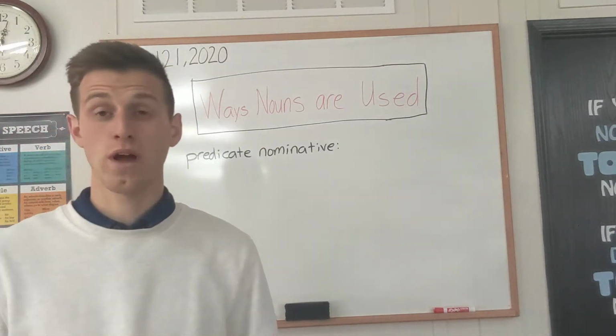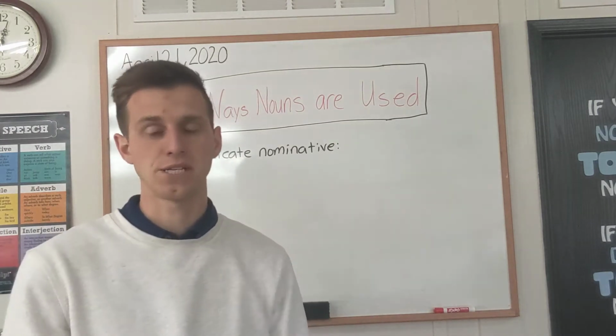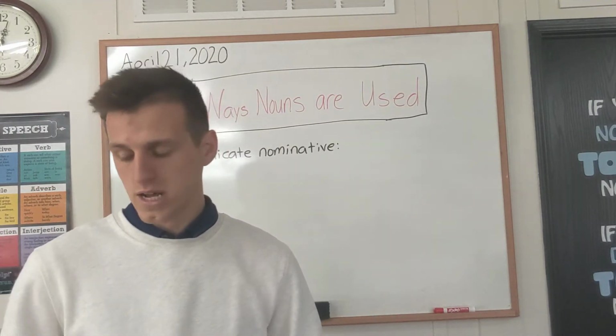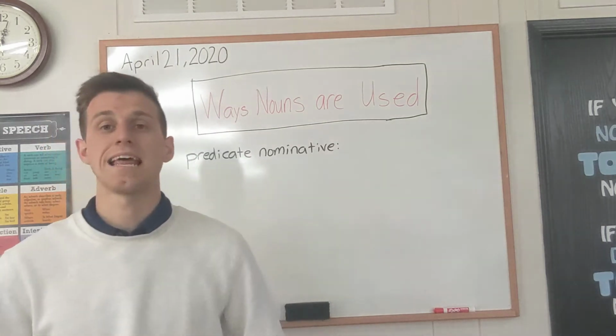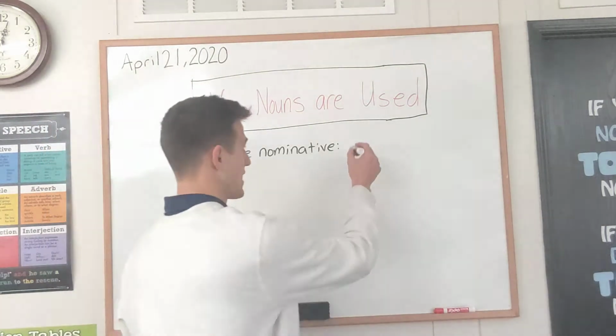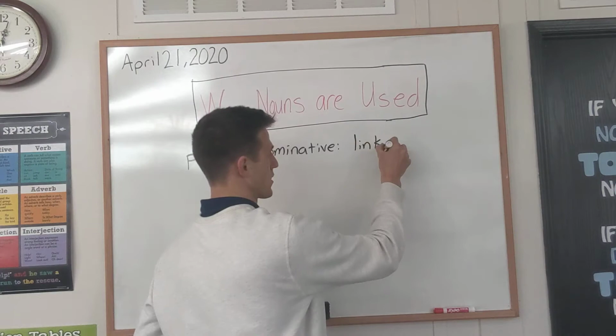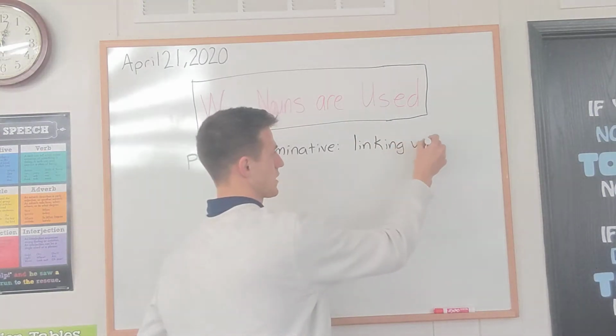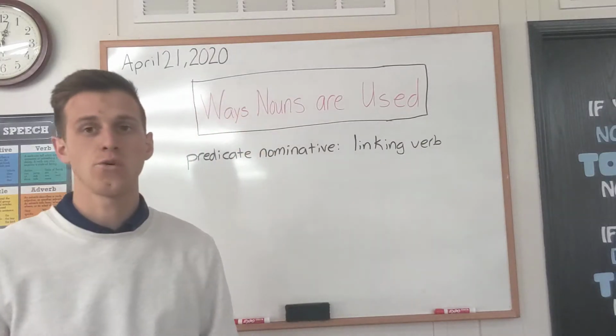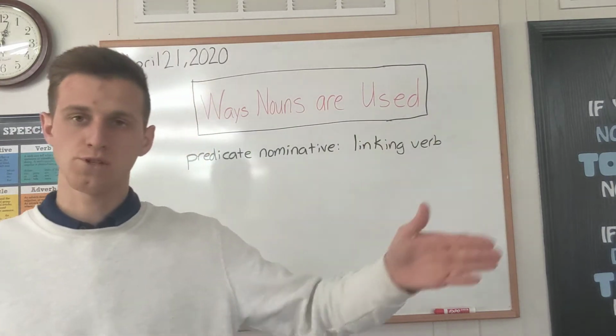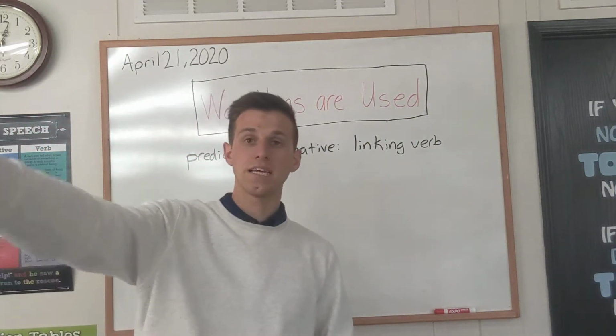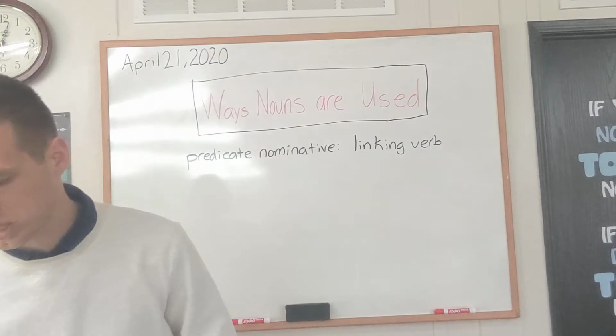So the first way we're going to cover is a predicate nominative. Do you guys remember what a predicate nominative is? Let's look at our definition. It is a noun that follows a linking verb, okay? Follows a linking verb, and it renames our subject. It's getting linked back to our subject, and it's renaming our subject.